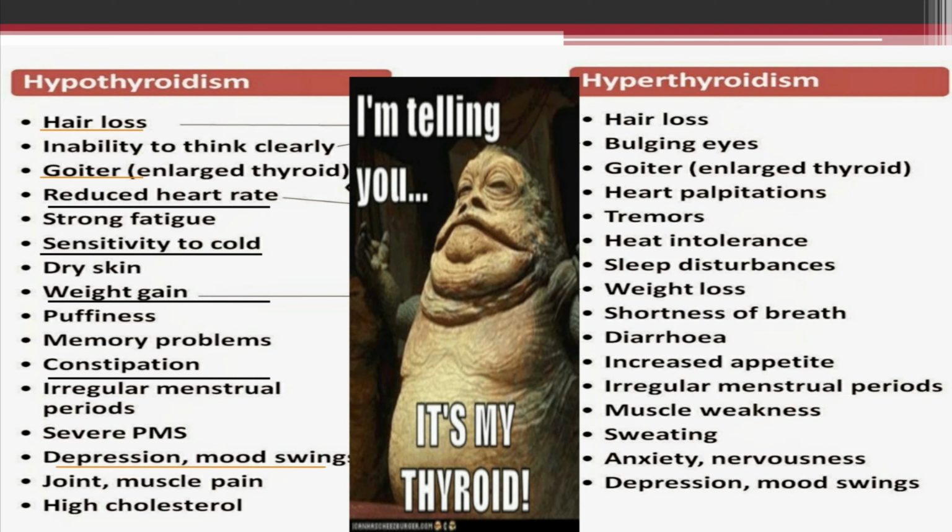The symptoms that are opposite to each other are reduced heart rate in hypothyroidism and heart palpitations in hyperthyroidism, cold intolerance in hypothyroidism, heat intolerance in hyperthyroidism, weight gain in hypothyroidism, weight loss in hyperthyroidism, constipation in hypothyroidism, diarrhea in hyperthyroidism, polymenorrhea in hypothyroidism, and amenorrhea in hyperthyroidism.